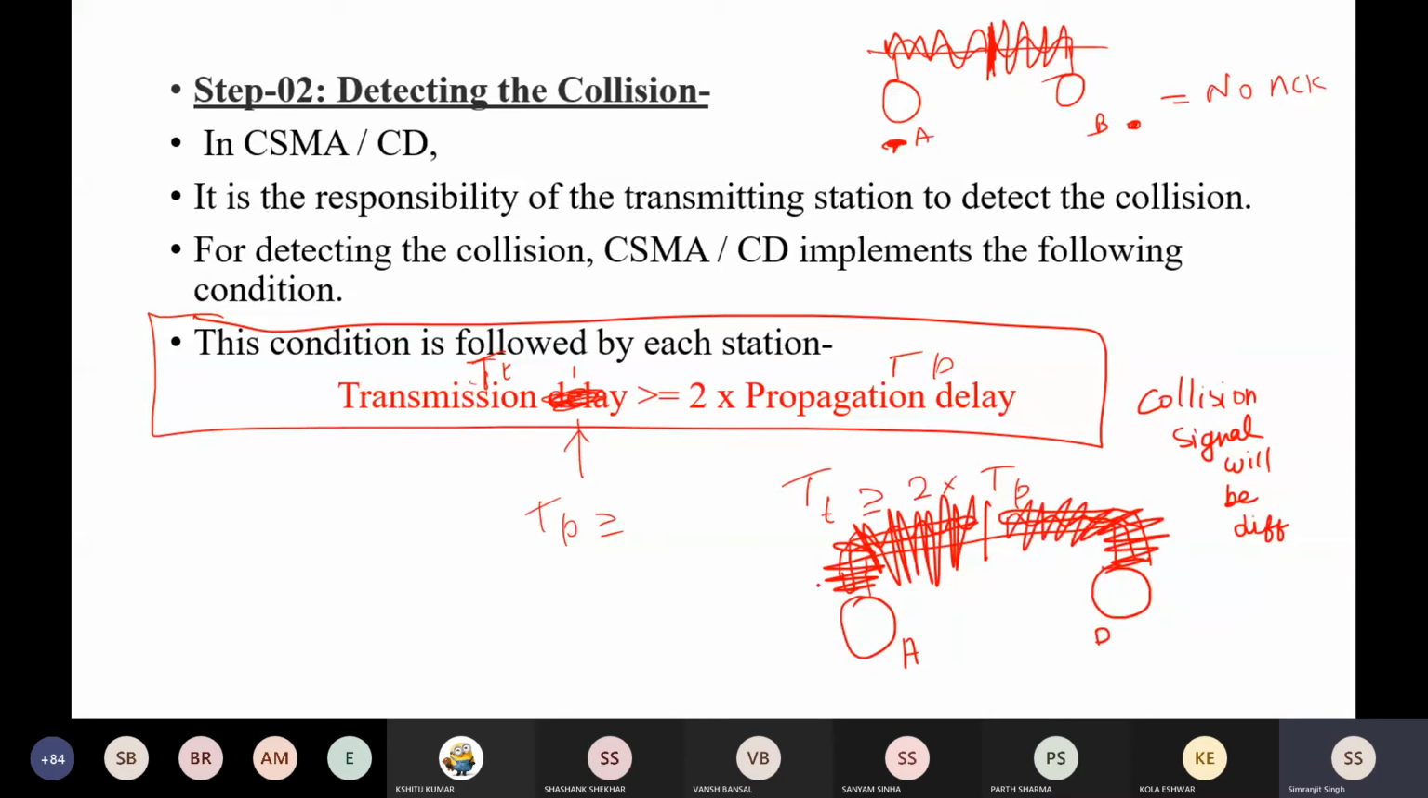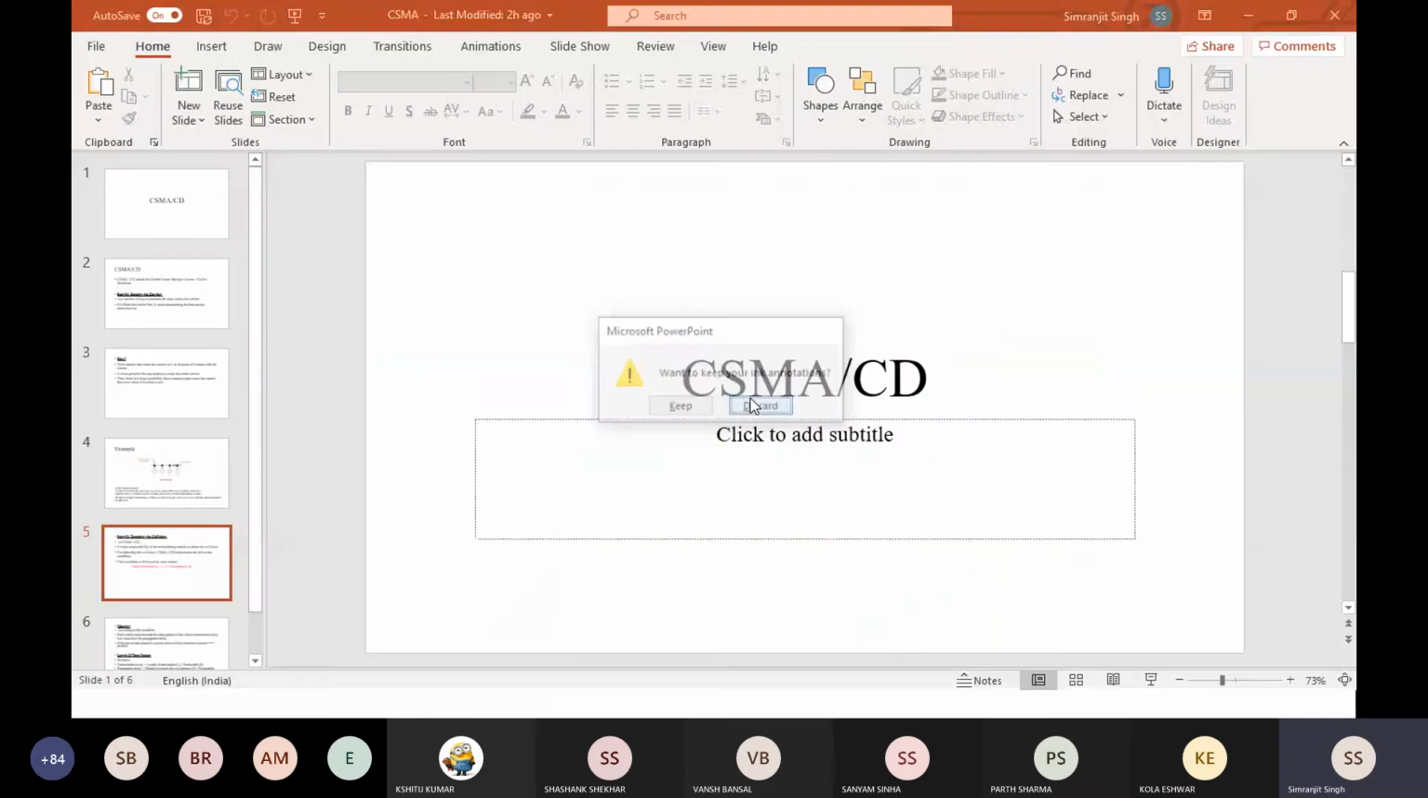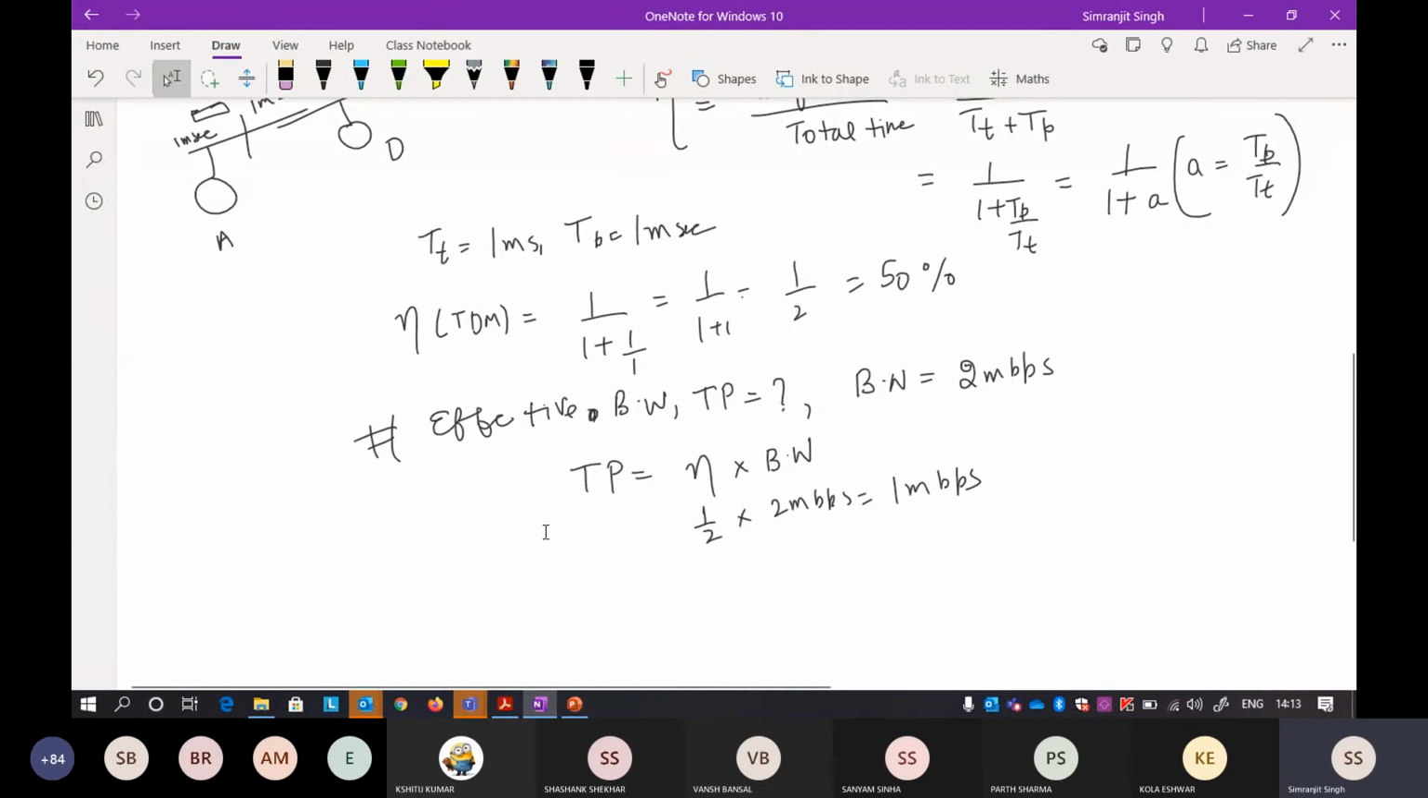But how can I actually detect there is a collision? Understand the concept behind this condition. It is saying that you get the collision signal back while you are still transmitting the packet. So the meaning of this condition is that you get the collision signal back when you are still transmitting the packet. I'll show you with an example so you might understand better. This is a very important point.